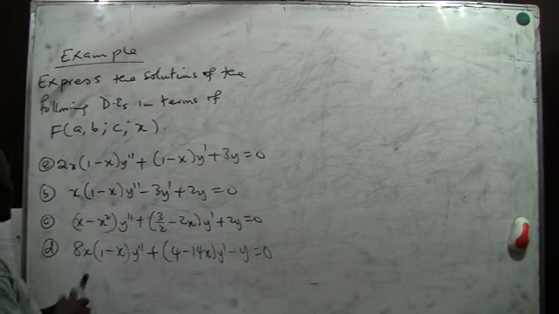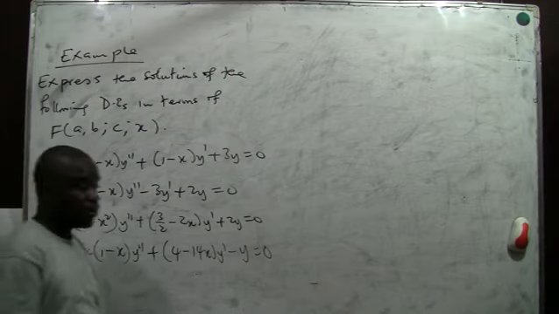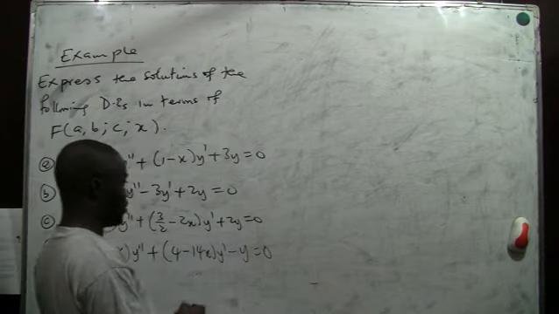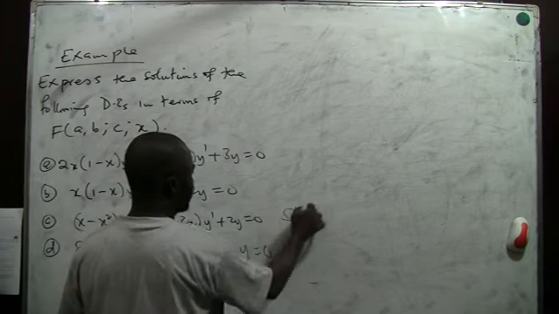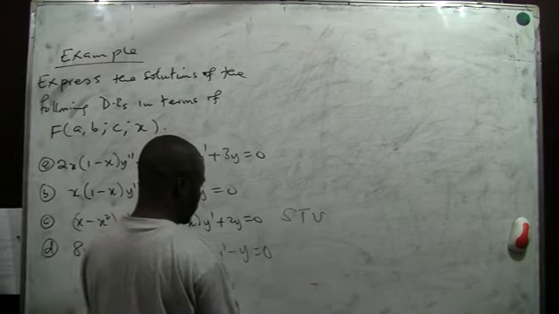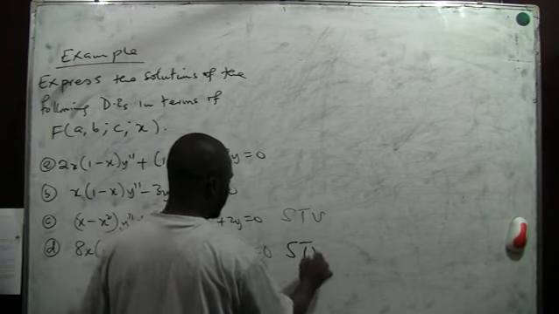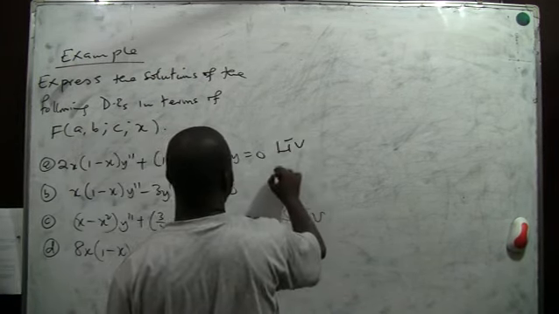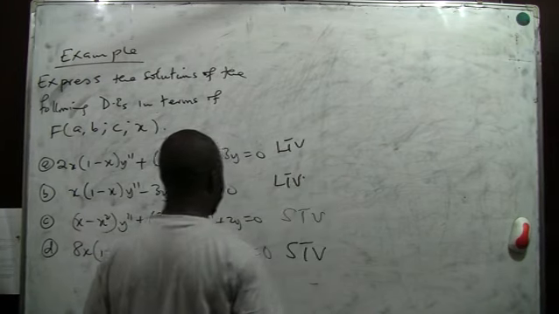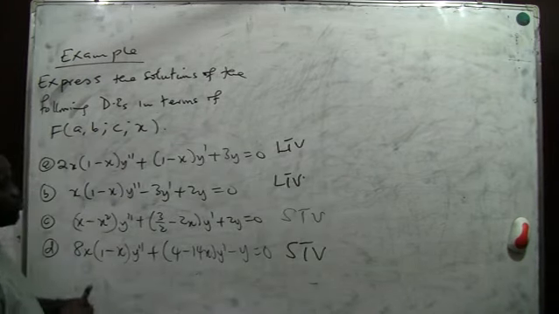I will attempt A and B. I will leave C and D as exercise against our next class so that you keep yourself busy while we wait for the next class. So therefore, I will put what I refer to as STV, student to verify, against these two. While this, I put LTV here, that is the lecturer to verify.